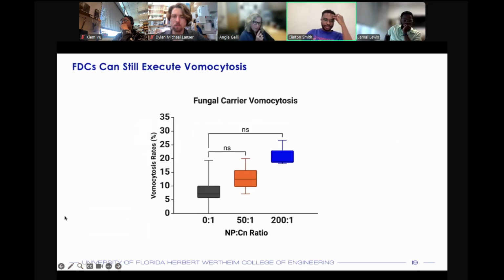But most critically, we wanted to demonstrate that when we attach these particles, we don't see any drastic changes in its ability to undergo vomocytosis. So we compared two different ratios, 50 nanoparticles to 1 cell and 200 nanoparticles to 1 cell, to our unmodified or wild type CN. And we don't see any statistically significant differences, but we do see this trend, at least through two biological replicates, that there's this upward trend that once you attach the nanoparticles, it seems to become more hypervomocytic, so to speak.